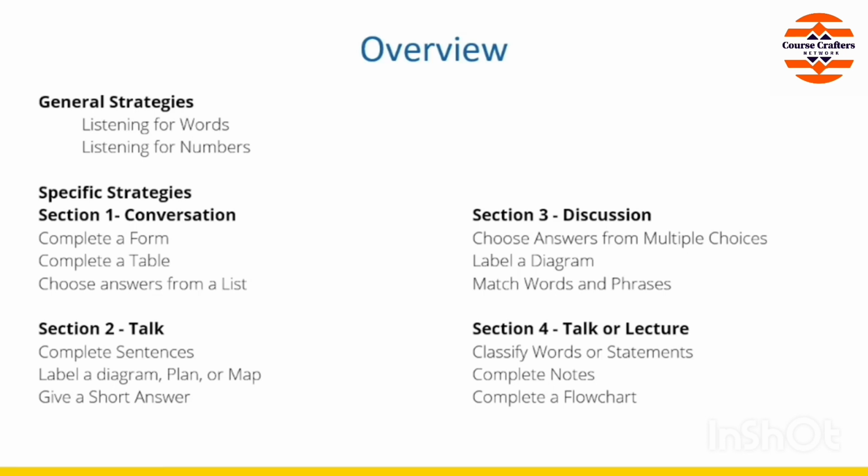In section 2, which is going to be about a talk, we are going to learn how to complete sentences, label a diagram, plan or map, and also give a short answer. In section 3, it's going to be about discussion. We are going to review how to choose answers from multiple choices, label a diagram, and match words and phrases. And our final section 4 is going to be about a talk or lecture. And here I'm going to explain how to classify words or statements, complete notes, and complete a flowchart.